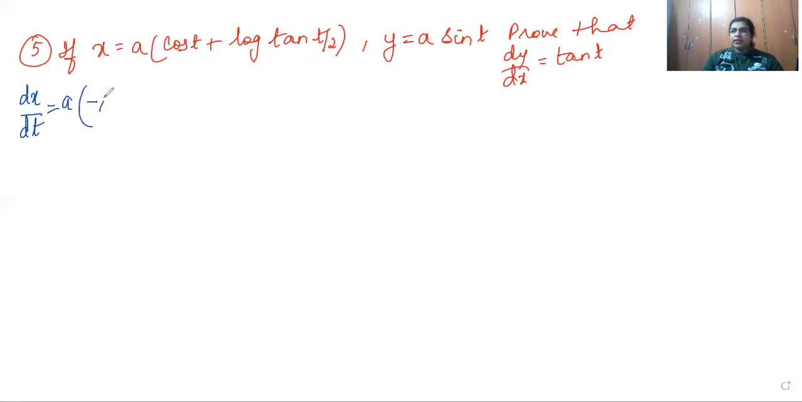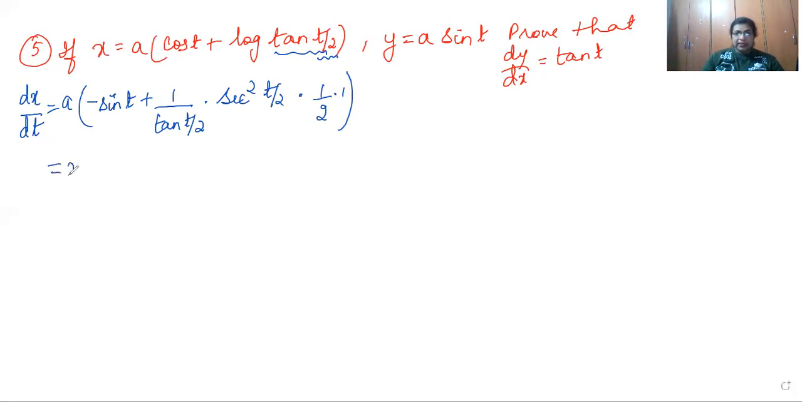Cos t derivative is minus sine t plus log, now use chain rule, log x form. Log x is 1 by x. So it is 1 by tan t by 2 into, now go inside once again. This is of the form tan x. Tan x is secant square. So it is secant square. x means who? t by 2 into. Then go again inside. 1 by 2 is a constant. t's derivative is 1. Okay.